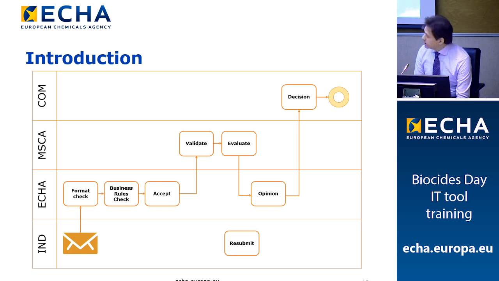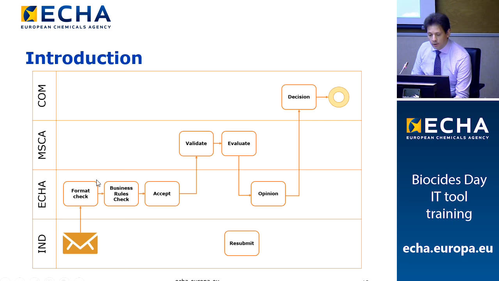So you see here the tasks for every group of stakeholders. First industry, then ECA, competent authorities, and commission. These are the names that you can see in the column on the left. As you can see, the trigger is this one, the application from industry, which we will go through now all together.